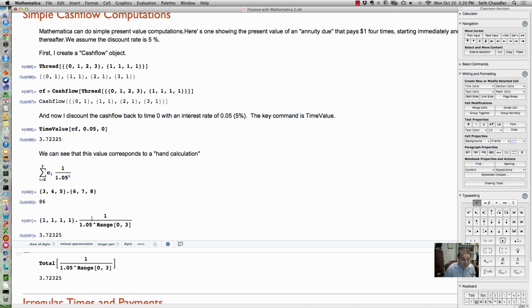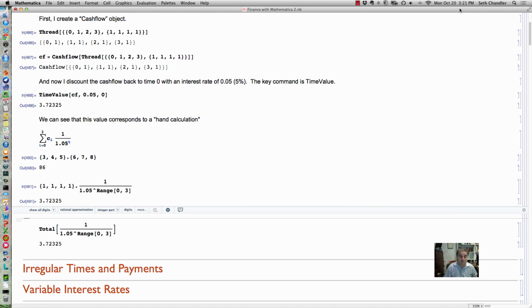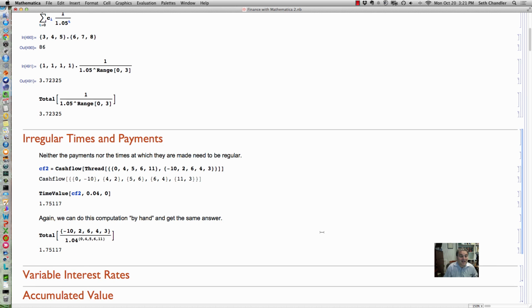All right, so there are lots of different ways of denoting this idea, but the key point is that really what you're doing is you're just taking the cash flows and discounting them according to some time factor. All right, so that's a very basic problem where we took a constant payment. But what if the payment times aren't regular and the payment amounts aren't regular? Okay, so this is not hard.